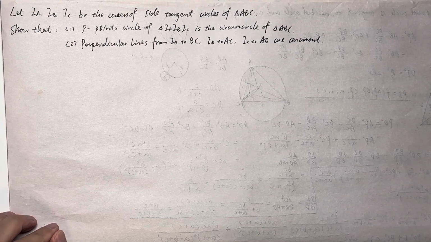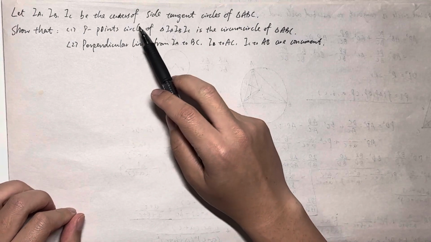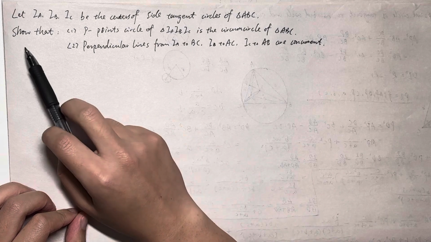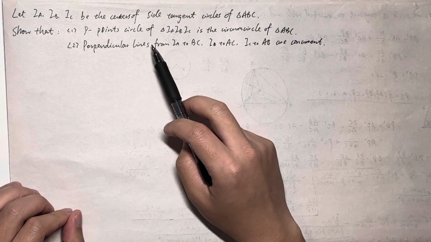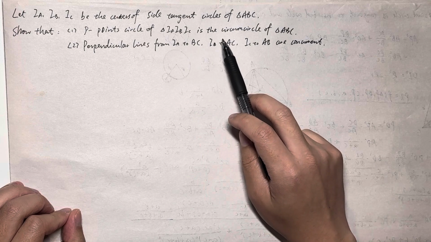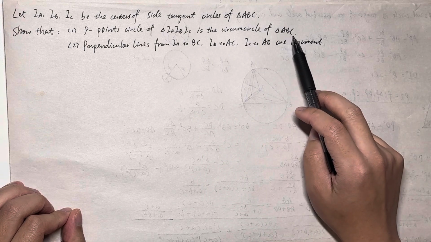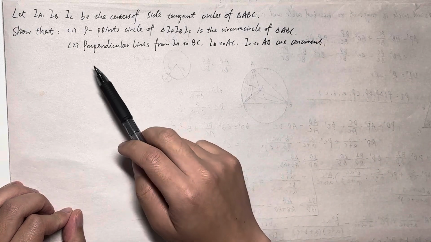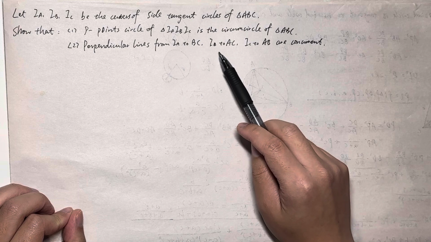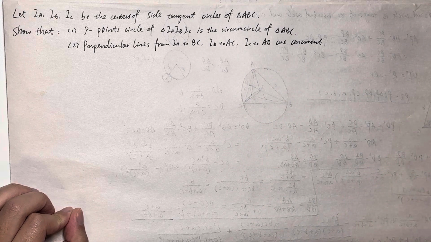Here is a problem. Let IA, IB, IC be the centers of the side tangent circles of triangle ABC. Show that the 9-point circle of triangle IA, IB, IC is the circumcircle of triangle ABC. The second one: the perpendicular lines from IA to BC, IB to AC, and IC to AB are concurrent.